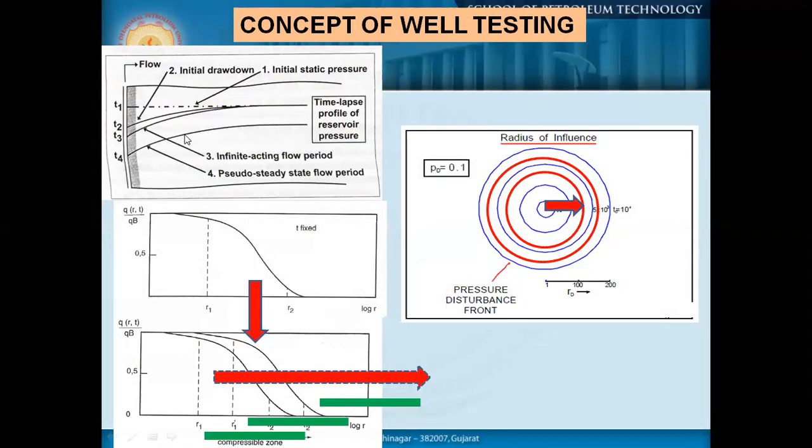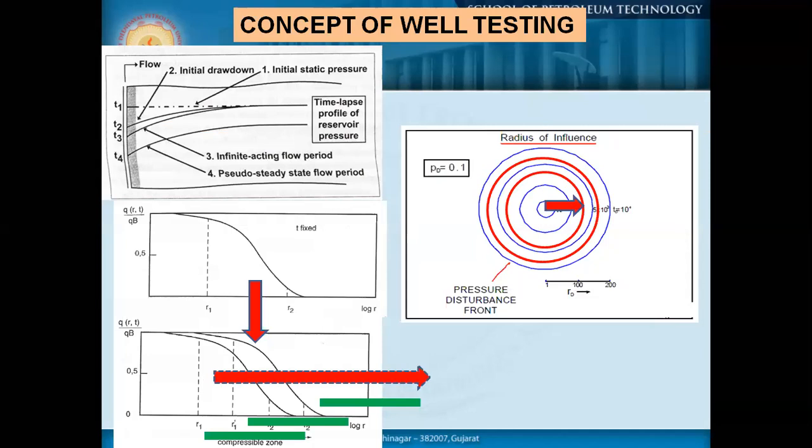The storativity and transmissivity of a specific compressible zone will be reflected in the pressure behavior. Using different methods, the semi-log plot, log-log plot, and normal pressure versus time plot, we try to understand how the pressure response behaves and what the surrounding environment of the reservoir is in that specific region. By using that, we understand many important parameters about the reservoir.